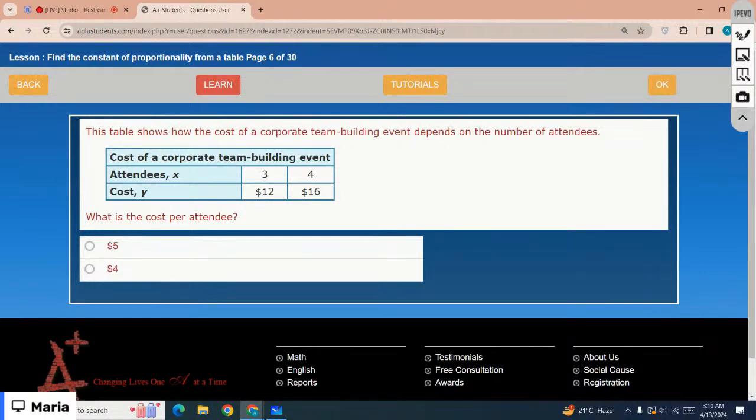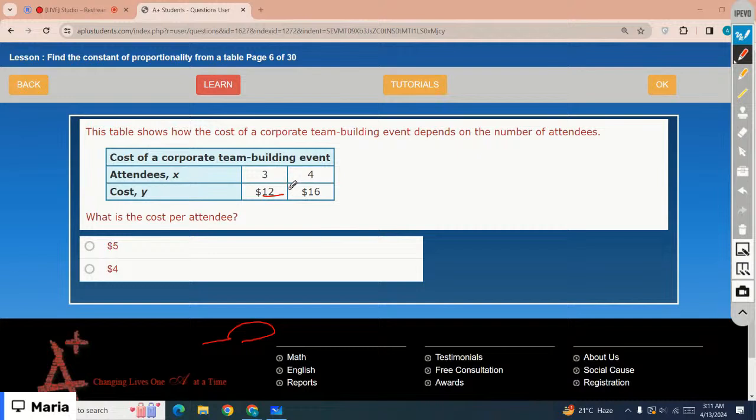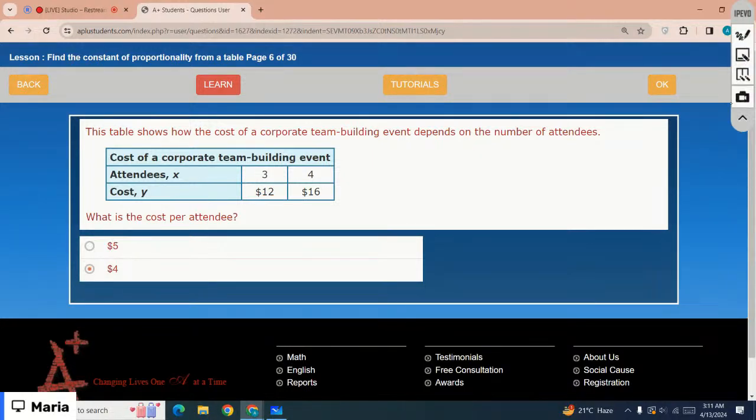The table shows how the cost of the corporate building event depends on the number of attendees. What is the cost per attendee? Whenever you have to calculate the constant of variation, you have to do y over x. You can see here, y is 12, that is 12 over 3, and 16 over 4. 3 times 4 is 12, and 4 times 4 is 16. So the correct option is $4.